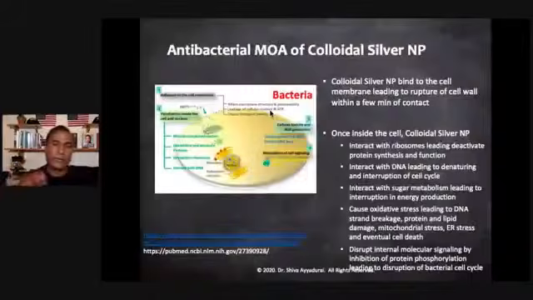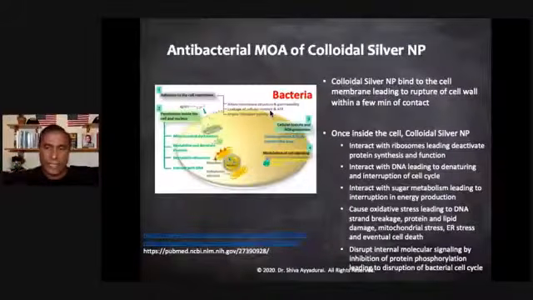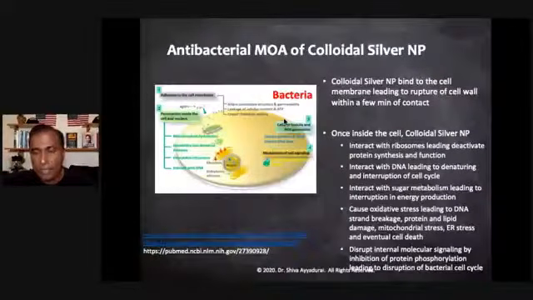Now, let's go to the second case, which is antibacterial. In the antibacterial case, silver colloid binds, it does many things, multiple things. It really screws over a bacteria big time. It binds to the cell membrane, which is the outside here, and leads to the rupture of the cell wall within minutes of contact, within minutes, okay?